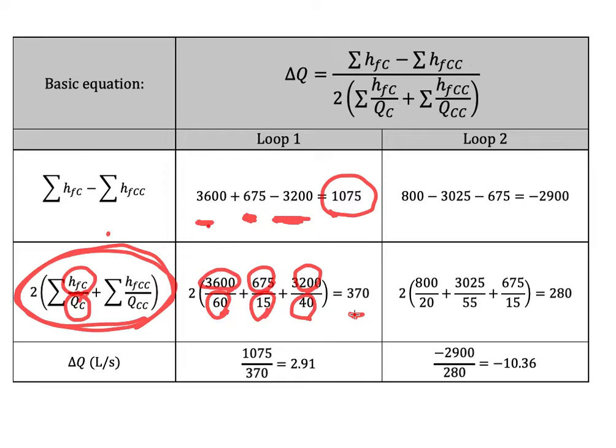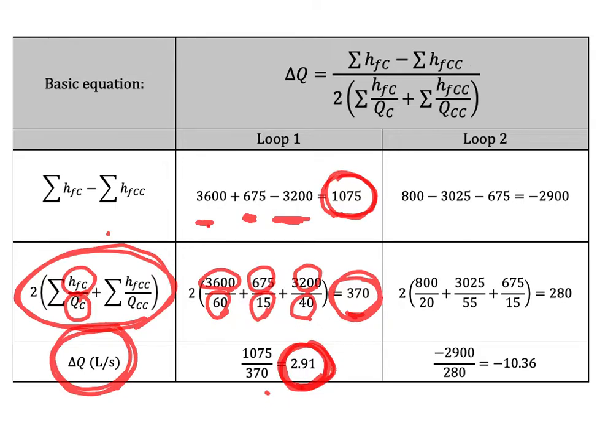Later on, we divide 1,075 by 370. So we get 2.91. This value is actually the value of delta Q. The value of delta Q here and also the value of this one, it is okay if you get negative or positive, both are okay. So no need to correct them. Just carry on the calculation, and sometimes you will get the value of delta Q negative. It's still okay.